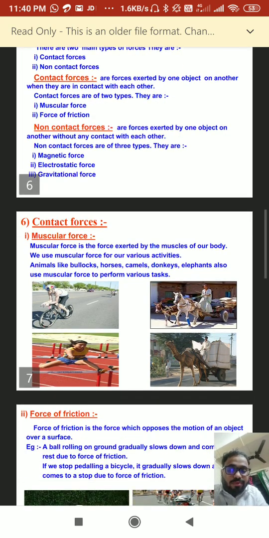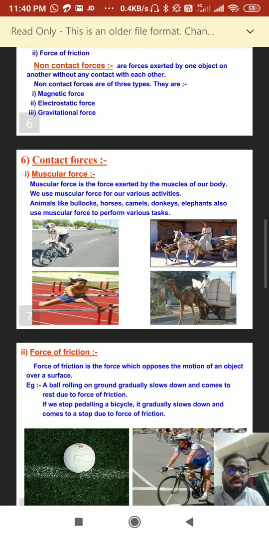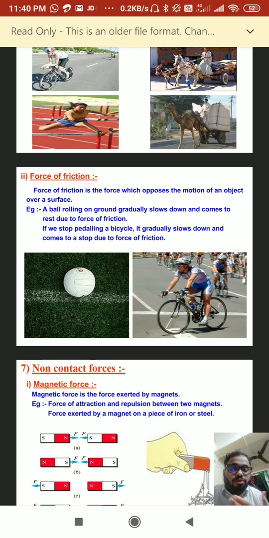Here are some examples of muscular force. We use muscular force for various activities, such as animals like bullocks, horses, camels, and donkeys do. Then force of friction. Force of friction is the force which opposes the motion of an object over a surface. A ball rolling on the ground gradually slows down and comes to an end due to force of friction. If we stop pedaling a bicycle, it gradually slows down and comes to a stop due to the force of friction given by the road on the tires.